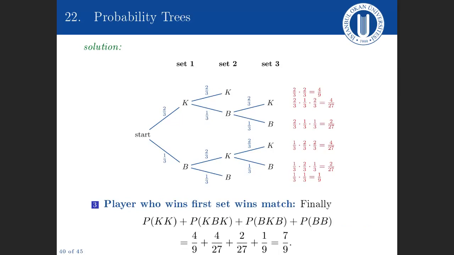What is the probability that the player who wins the first set also wins the match? That could occur if we have KK or KBK or BKB or BB. Add these 4 probabilities together, we get 7 over 9.